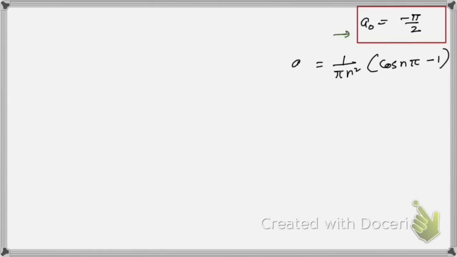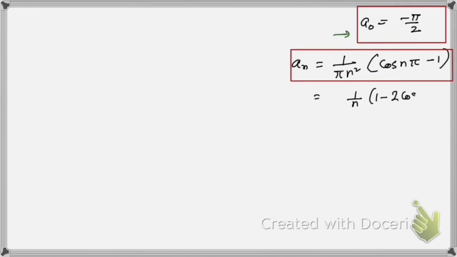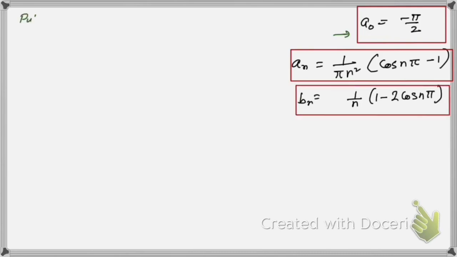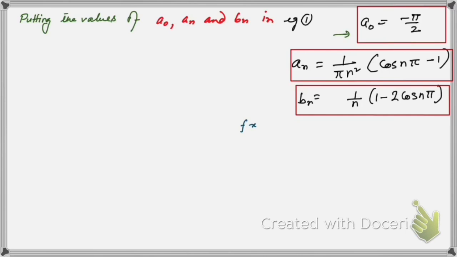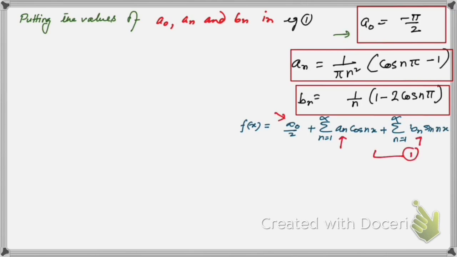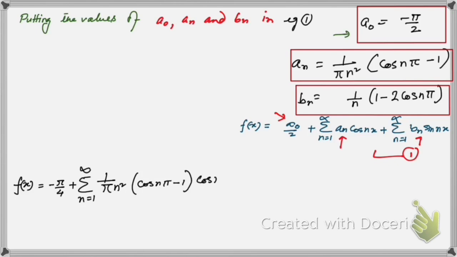So this is the value of a n we have got, this one is a naught here. Now this is the value of a n, and this is the value of b n. This is the value of bn, and the equation number 1, let me put these values in equation number 1. Putting the values of a naught, an, and bn in equation number 1. This is the equation number 1, right. So let's put the values here. Then we have got the Fourier series of the given function is of this form, right, is of this form.